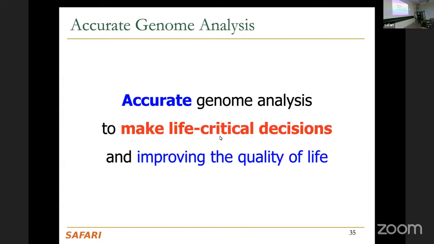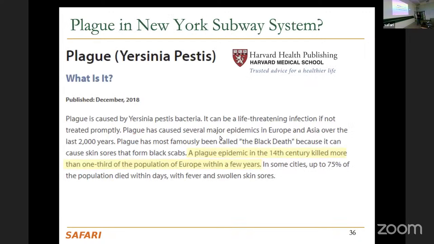So accurate analysis, again, I'm not going to really talk about it because it should be relatively trivial. We're using these genome analysis applications to make life critical decisions, right? Or very sensitive decisions, and to improve the quality of life. So this means that you don't want to make an inaccurate analysis. The analysis that you're making should be very accurate. But I'm going to show you a counter argument as to what happens if your analysis is inaccurate.